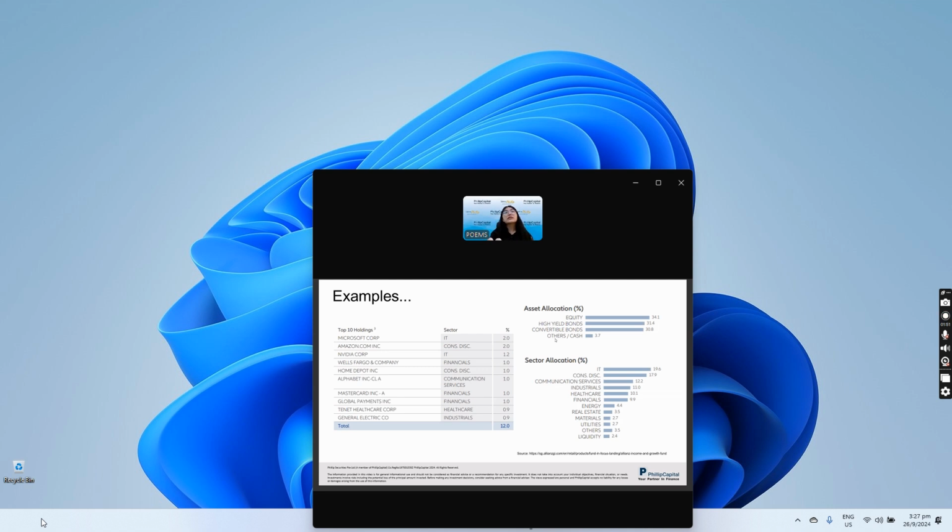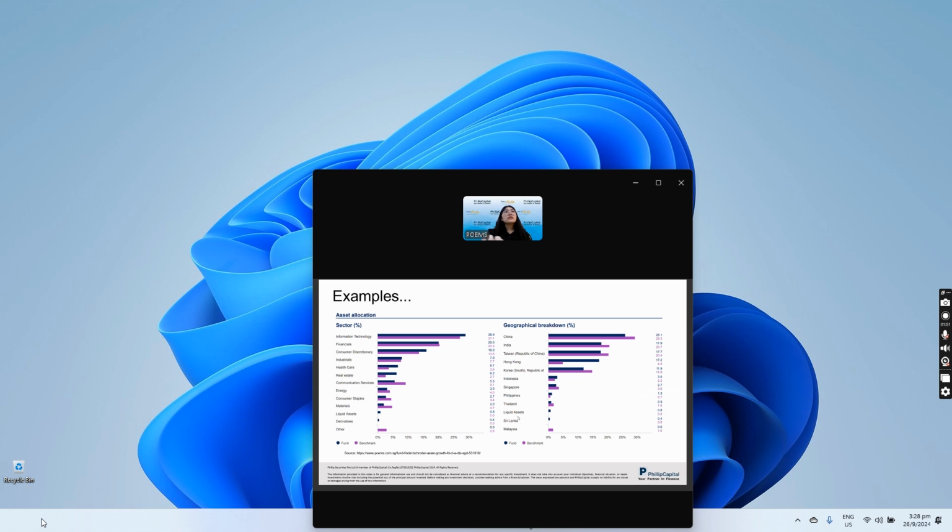Here you can see the diversification of the asset classes. Yes, some in equities, some in high yield bonds, some in convertible bonds. These two bonds are considered higher risk bonds. And also sector allocations. This one you can explore the diversification by different sectors.